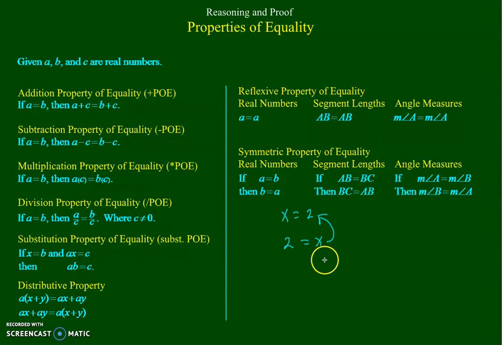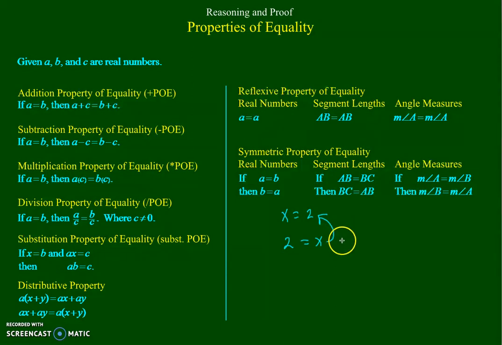And it's perfectly valid because we can swap things on both sides of the equal sign and it doesn't change the equation. It keeps it exactly the same. So that's the use of the symmetric property of equality. And it's really more for form than anything else, but it's still a valid property to use. This works for, again, real numbers, segment lengths, angle measures, anything that can be set equal to each other, just like this. Let's move on to the next one.